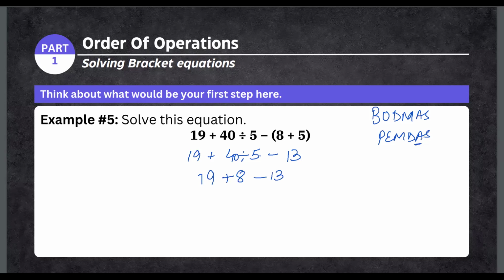Now I need to do addition first. So 19 and 8, both numbers are positive numbers, so this is my answer, 27 minus 13. Now we have to subtract. 7 minus 3 is 4. 2 minus 1 is 1. So this is my answer. Okay. So I am following this rule. According to this only I am solving it, and that's how I am getting my answers correct. Okay.